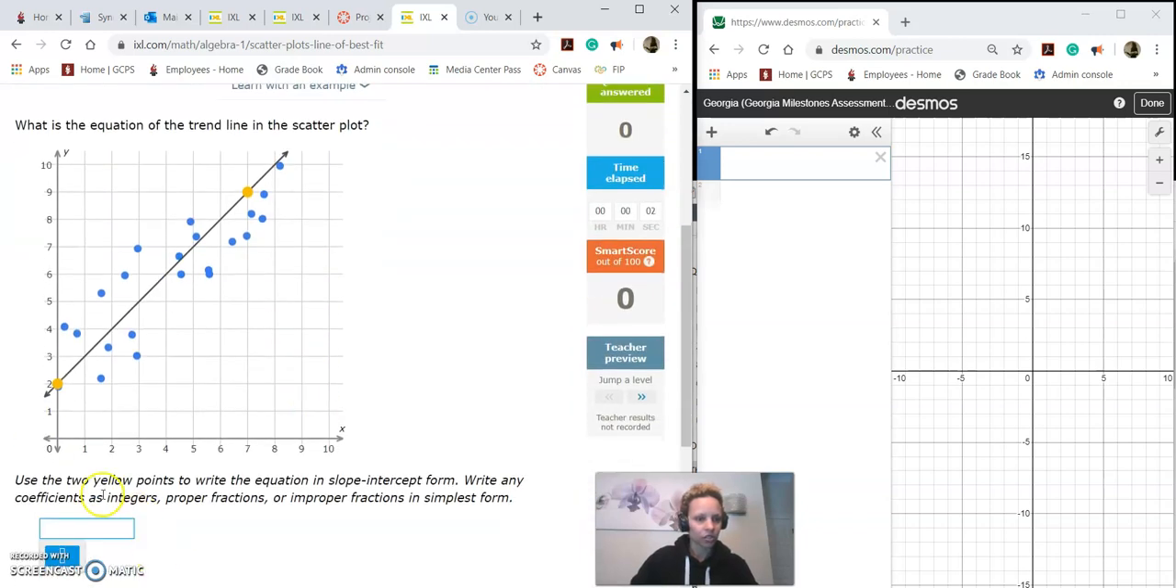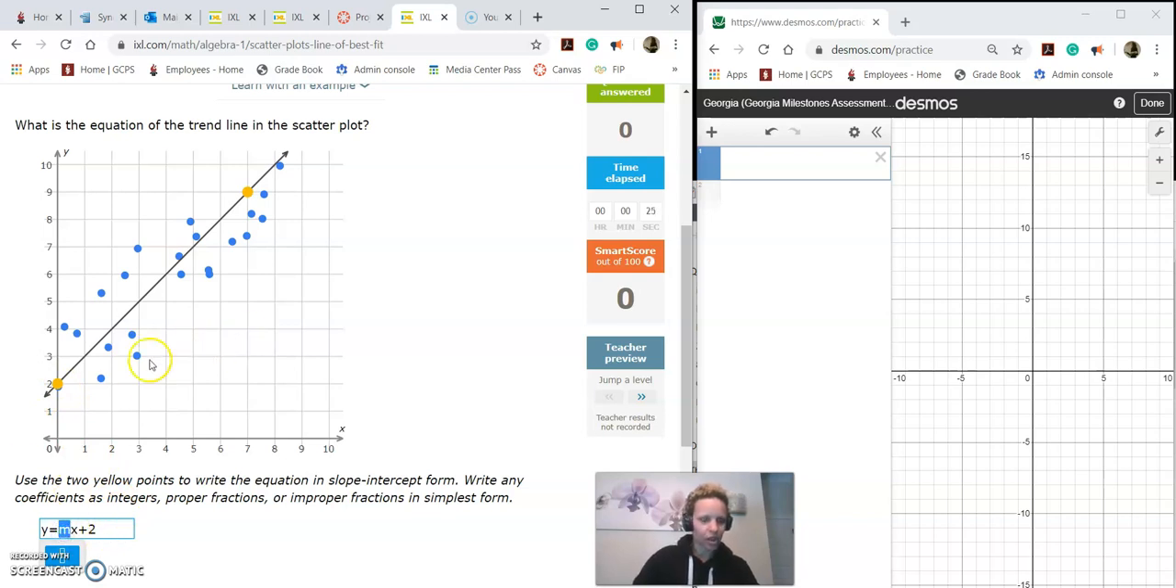Use the two yellow points to write the equation in slope-intercept form. Write any coefficients as integers, proper fractions, or improper fractions in simplest form. We all know it's supposed to go y equals mx plus b, where m is the slope and b is the y-intercept. Let's start with the y-intercept because that's easy. What's that? 2. Boom.